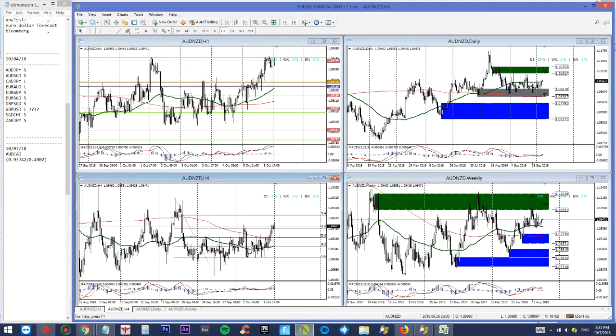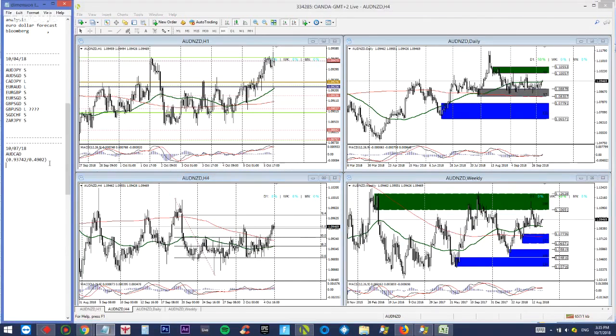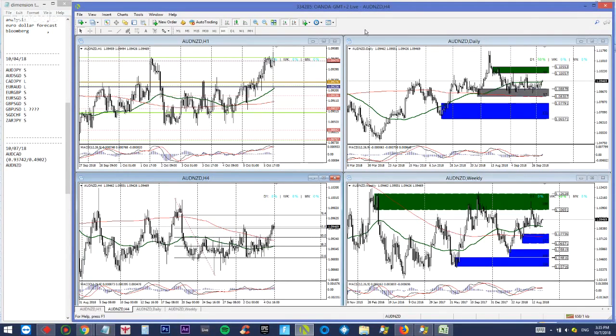The price is chopping around like this. We would like to see some fast action. So we'll put it on the list and see how that progresses. Okay, next one.